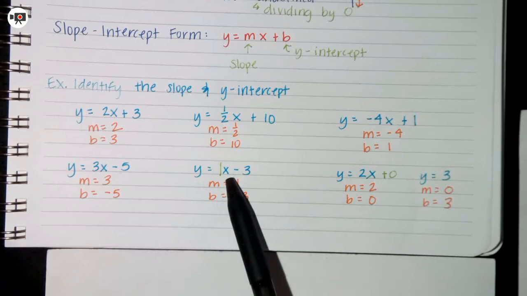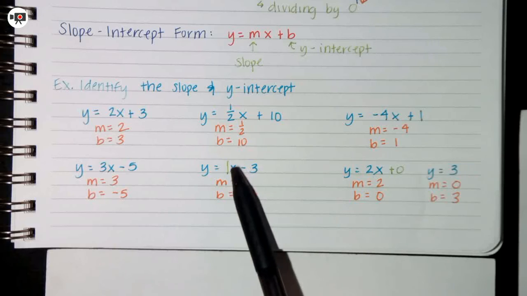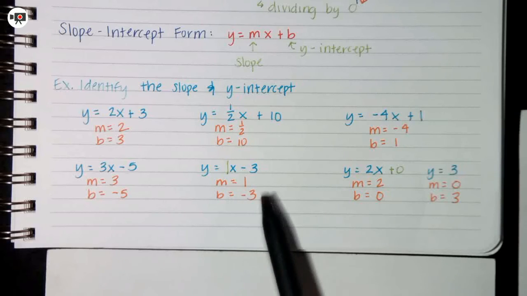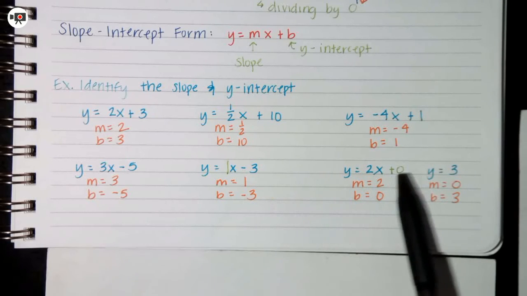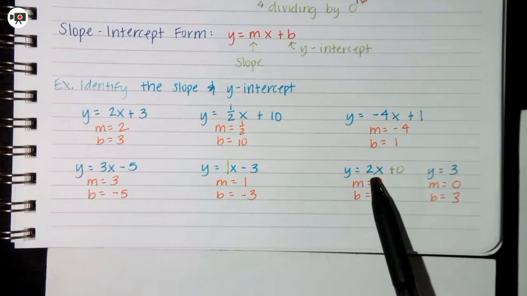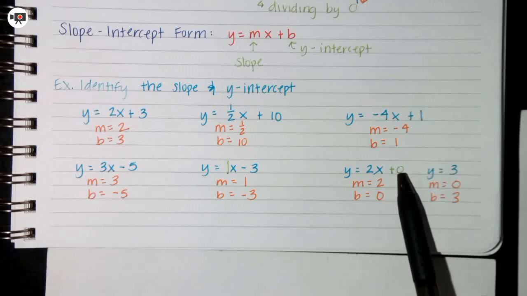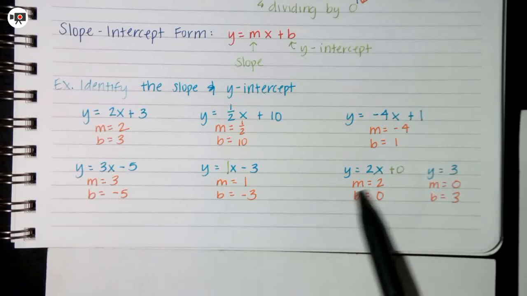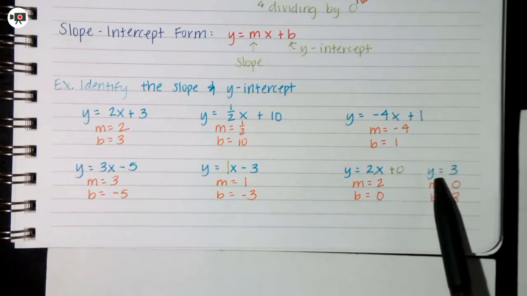This one is y equals x minus 3, and if there's no number written in front of x, we know that there's an invisible 1. So my slope is 1, y-intercept negative 3. This one, y equals 2x. I don't have any plus or minus on the end, so it is a plus 0, so my y-intercept is 0.